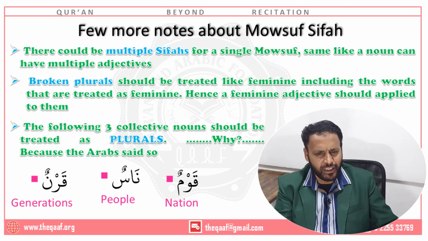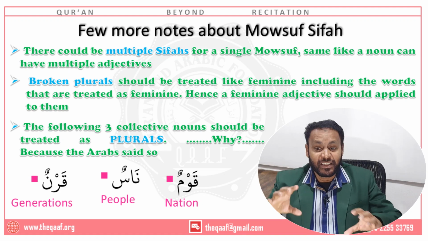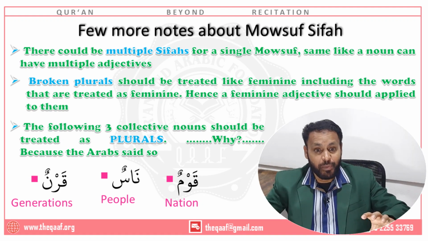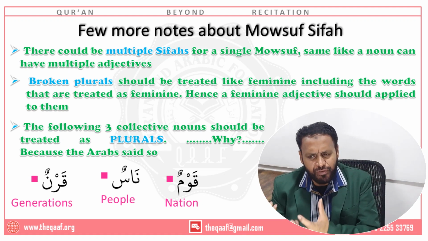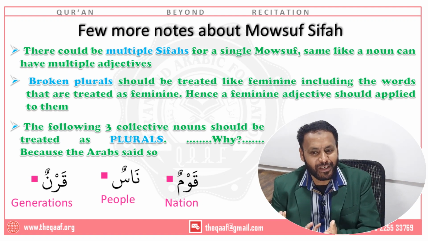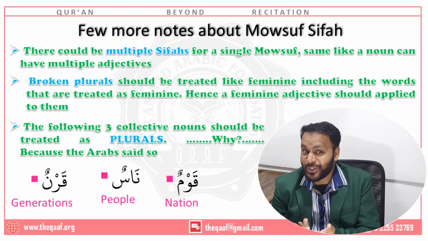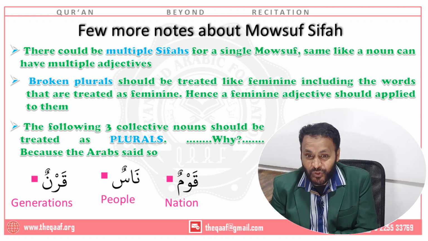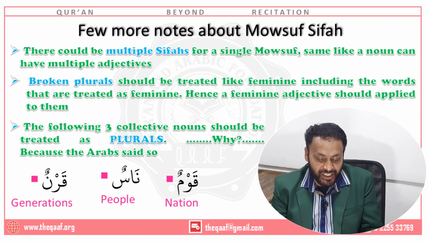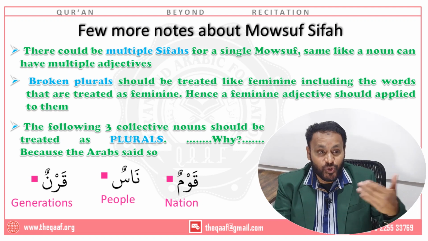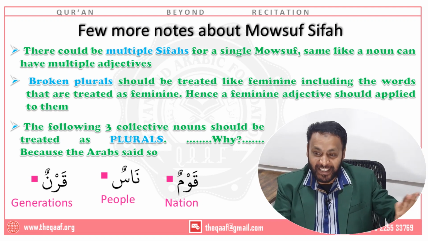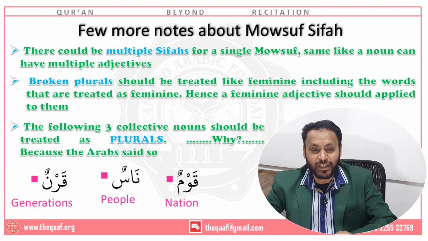Why is it coming into picture? Because we said that in Mawsuf Sifa the SNGT should match. So what happens if you have a word which is broken plural? How are you going to describe it? Because the broken plurals could be treated as she also. So whenever they are treated as she, your sifa should also be matching that. That's the reason broken plural concept will come here also.